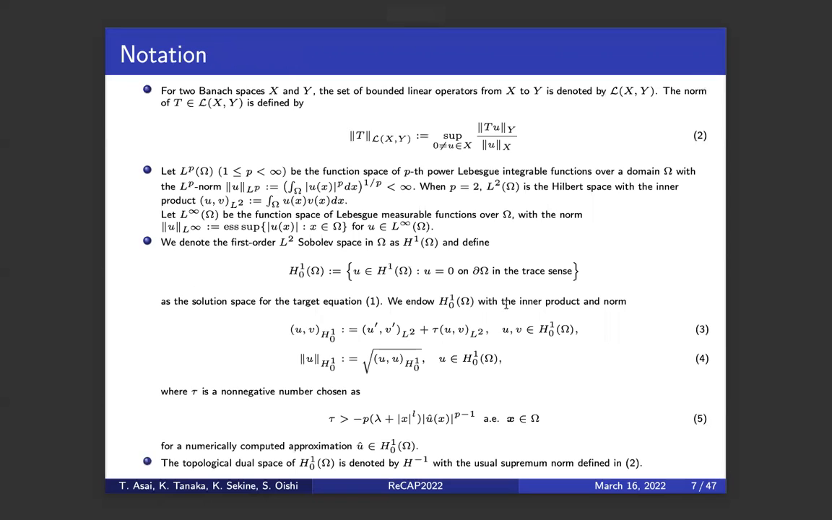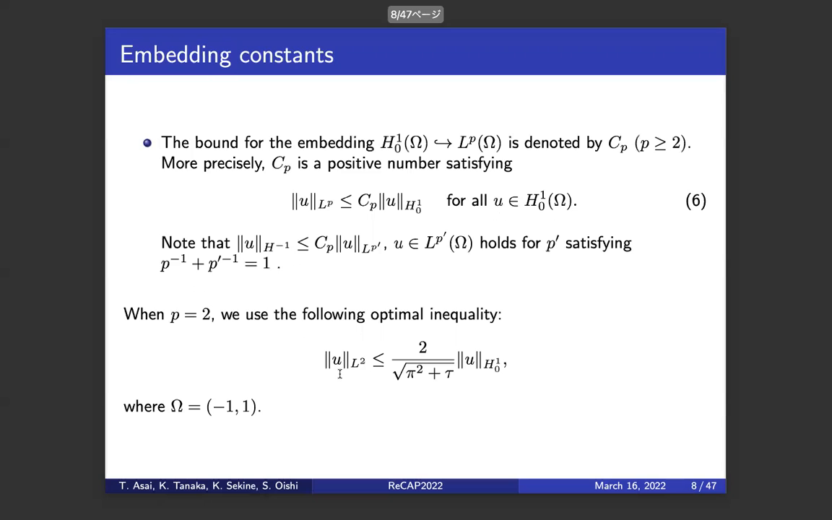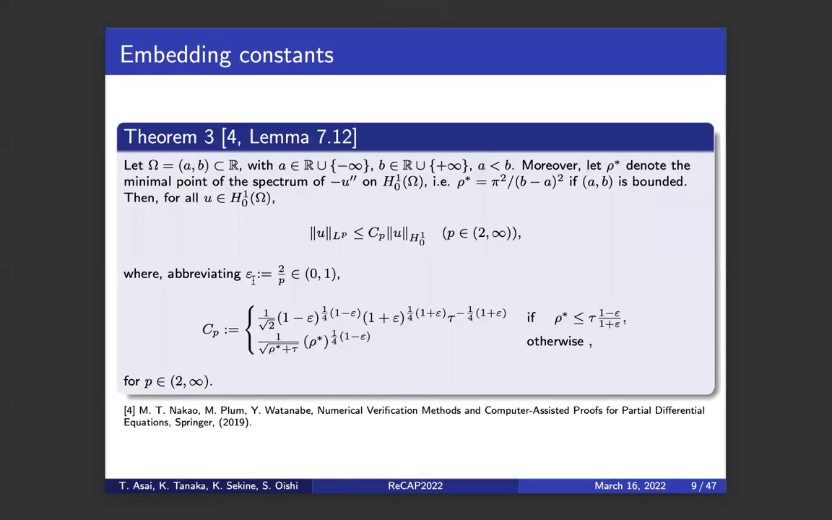Okay, now these are the notations of this study. We use L^p function spaces and H^1_0 spaces. And here we use embedding constants, which satisfy that inequality. When p equals 2, we use the following optimal inequality in this domain. And if p does not equal 2, we use this theorem by citing this study.